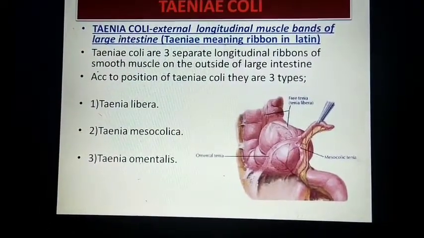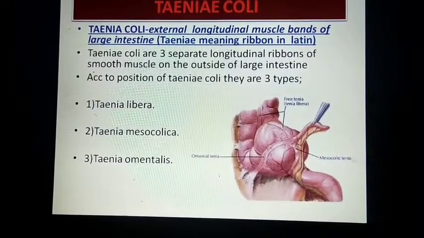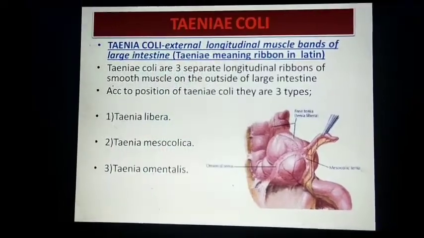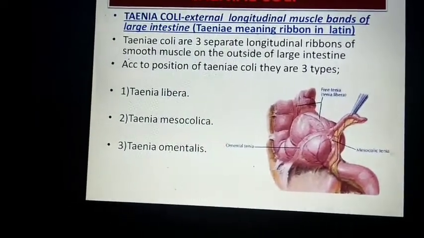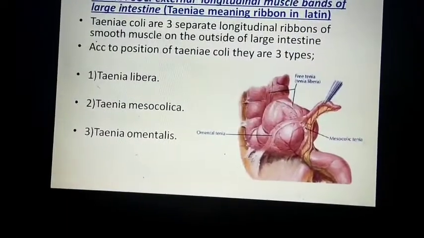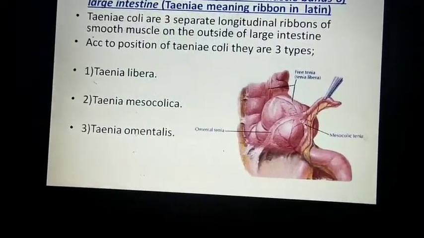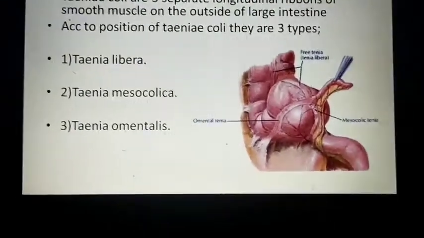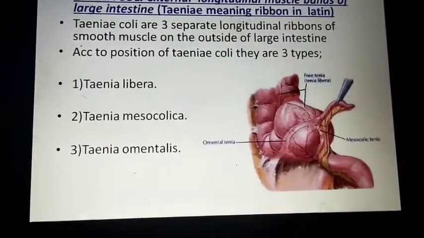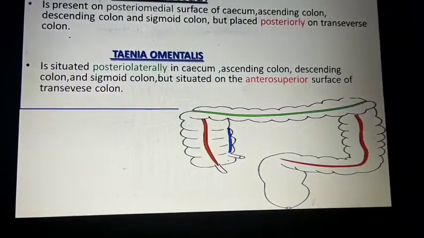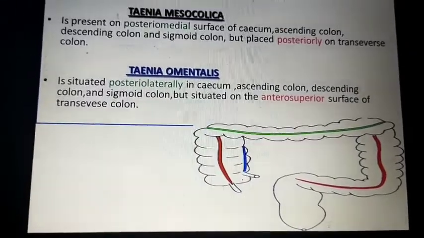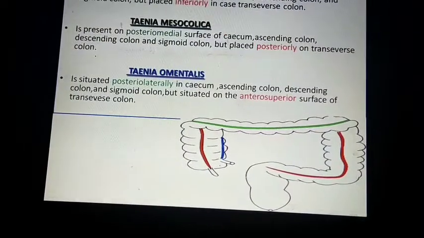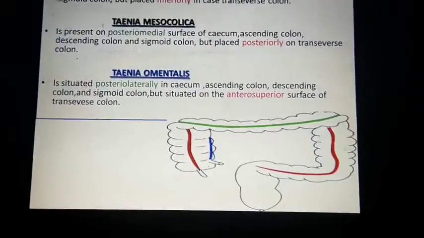According to position, the Taenia coli are of three types: Taenia libera, Taenia mesocolica and Taenia omentalis. These are the three positions of the Taenia coli. Taenia libera is present on the anterior side. Taenia mesocolica is present posteromedially. And Taenia omentalis is present posterolaterally.